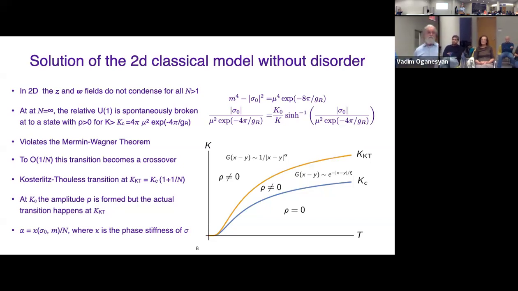Yeah, so in fact, the order parameter for the correlation function is a power law in this case, and the exponent alpha is actually of order 1 over n. And in fact, the value of KKT relative to KC is just shifted by 1 over n. So this distance is a whole. It's a nice law.